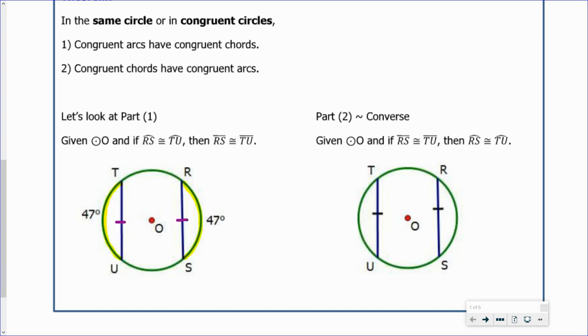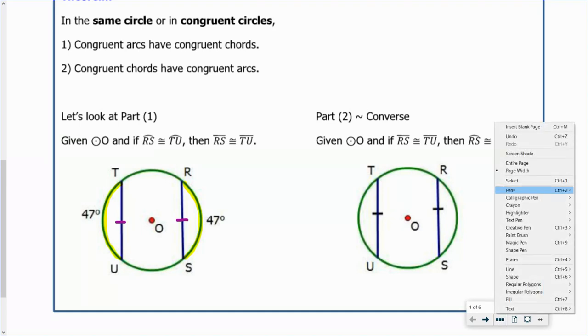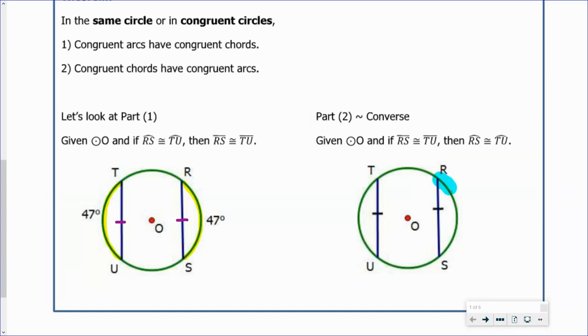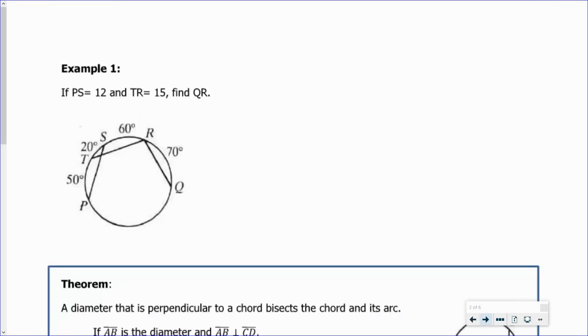And then if we know the opposite, if we're given the fact that we have 2 congruent chords in a circle, the arcs that are created by those chords are going to have to be congruent to each other. So let's take a look at an example problem that uses these ideas.